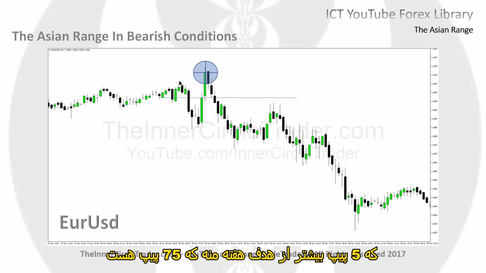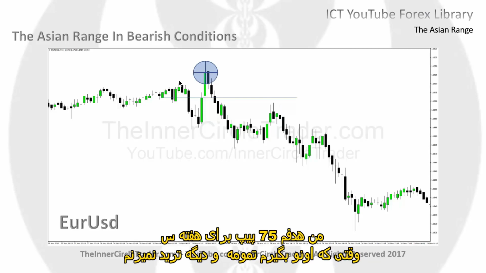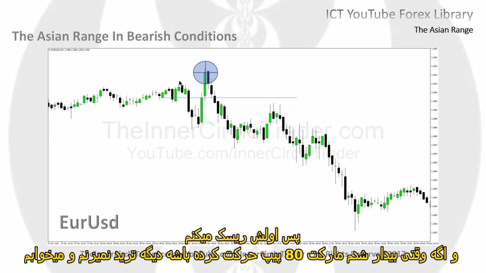5 pips over my weekly objective, which is 75 pips. I am always aiming for 50 to 75 pips only for a weekly objective. Once I do that, I'm done trading. I don't do anything else. But I leave myself the opportunity to catch a tiger by the tail. If I wake up and the market's already moved 80 pips, I'm done for the week. And I didn't do anything but sleep in the whole process.